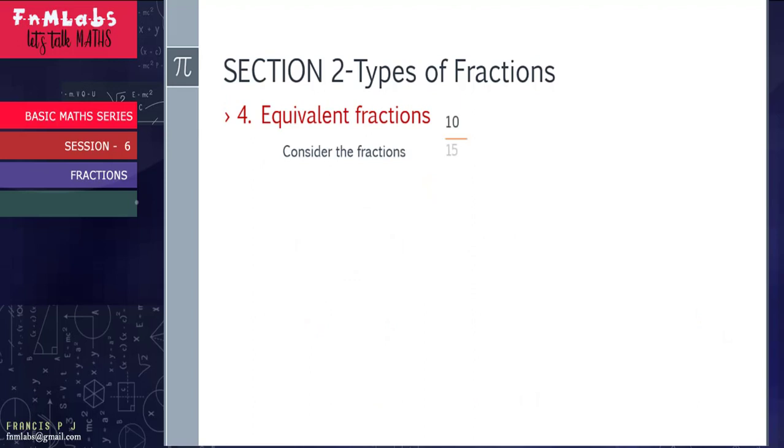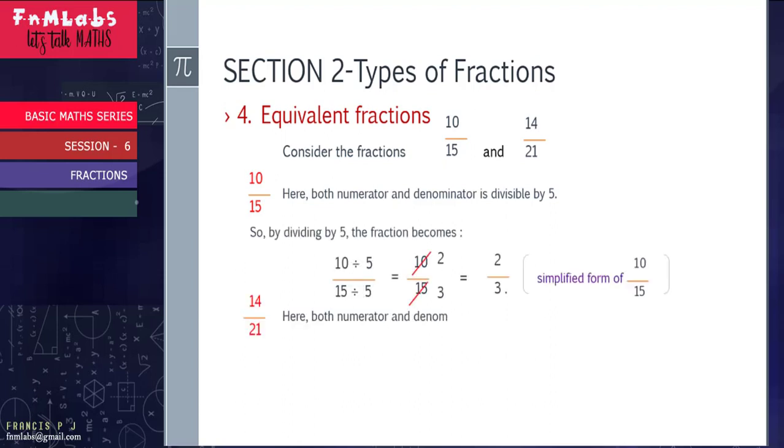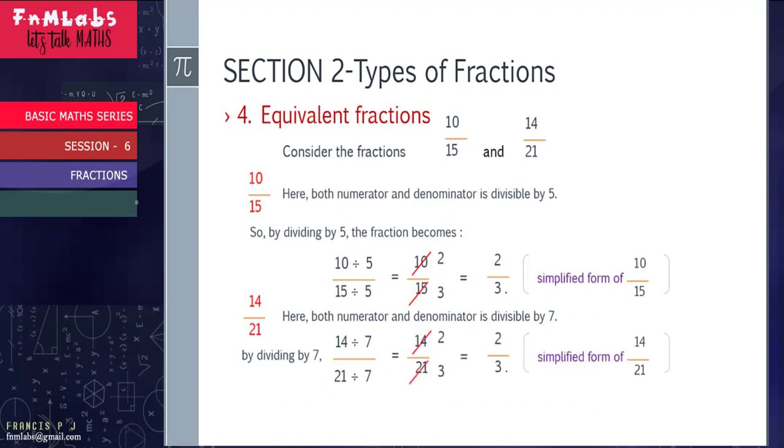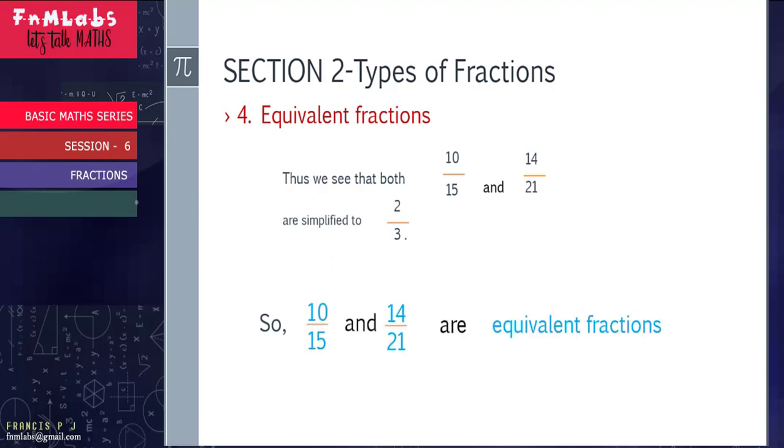Consider another example, the fractions 10 by 15 and 14 by 21. In the case of 10 by 15, both numerator and denominator are divisible by 5. So by dividing by 5, the fraction becomes 2 by 3. So 2 by 3 is a simplified form of 10 by 15. Now take 14 by 21. Here both numerator and denominator are divisible by 7. So by dividing by 7, again we get 2 by 3. So that is the simplified form of 14 by 21. Thus we see that both 10 by 15 and 14 by 21 are simplified to 2 by 3. So 10 by 15 and 14 by 21 are equivalent fractions.